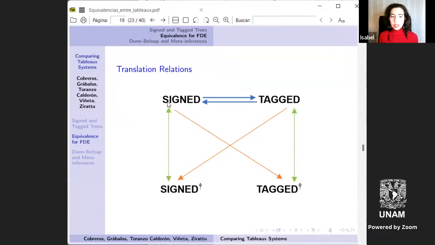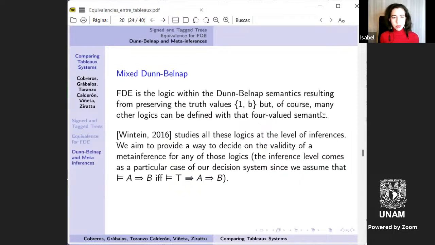for every signed system, we have a signed tagger system. They're equivalent to each other, same with the tagged ones. And we can translate from the tag to the signed tagger, from the signed to the tagged tagger. So indirectly, we conclude that signed and tagged are equivalent, but always going through these extra steps.